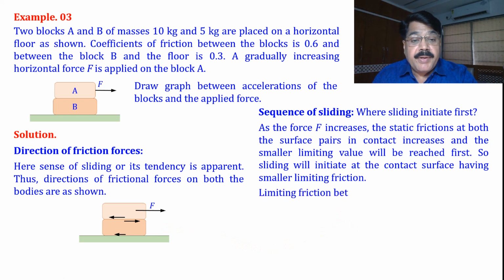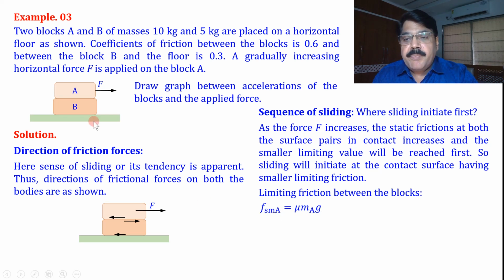So first we calculate the limiting frictions. We calculate the limiting friction between A and B, f_sA = mu times m_A times g. Here I denote by the letter the block under which the friction acts. So the limiting friction between blocks A and B, which is under block A, we designate by A. Similarly, the limiting friction between block B and floor, which is under block B, we call f_sB. Now substitute the values. Mu is given, that is 0.6, into m_A which is 10 kg, and g is 10, so it is 60 Newton, straightforward.